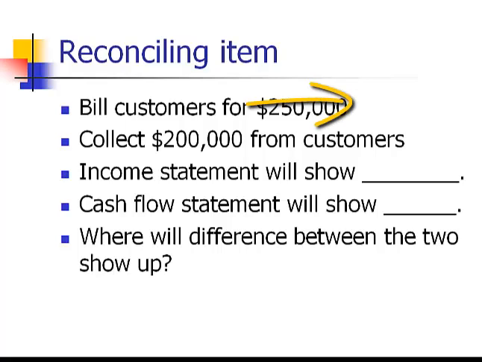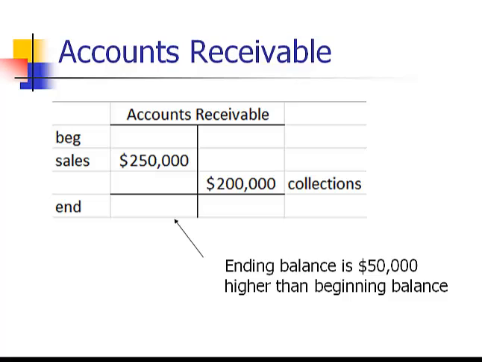What will the cash flow statement show? That's going to show collections. Where is the difference going to show up? That will be a reconciling item between what went in net income, which is the $250,000 revenue, and what went in the checking account, which is the $200,000 collected. The ending balance in accounts receivable is going to be higher based on billing $250,000 and collecting $200,000. So whatever the beginning was, the ending is going to be $50,000 higher.